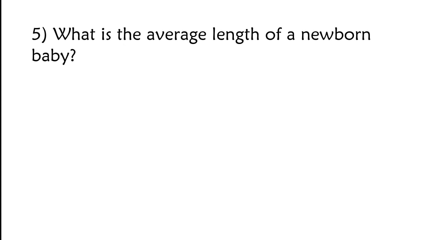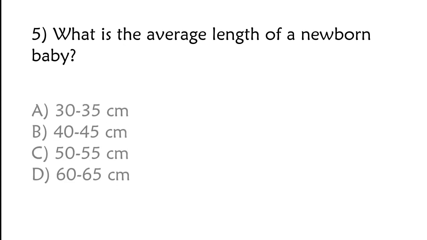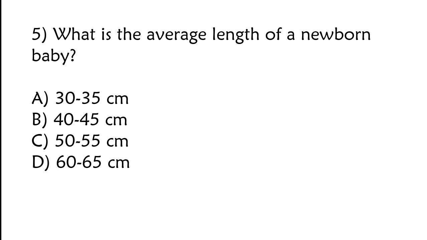What is the average length of a newborn baby? 30 to 35 cm, 40 to 45 cm, 50 to 55 cm, 60 to 65 cm. The correct answer is option C, 50 to 55 cm.